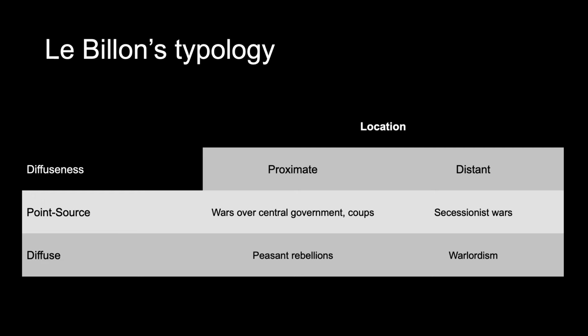When resources are proximate and point source, you tend to have conflicts over control of the central state, or coups d'etat occurring within the regime itself. When resources are distant and point source, you tend to have separatist conflicts. When resources are proximate and diffuse, you tend to have peasant insurgencies. And finally, when resources are distant and diffuse, you get warlordism. We'll set aside peasant rebellions, as these tend to occur most over renewable resources, not non-renewable resources.